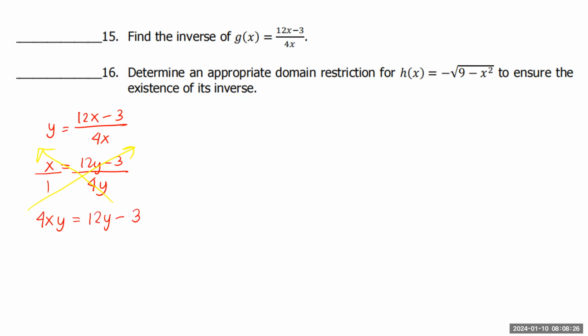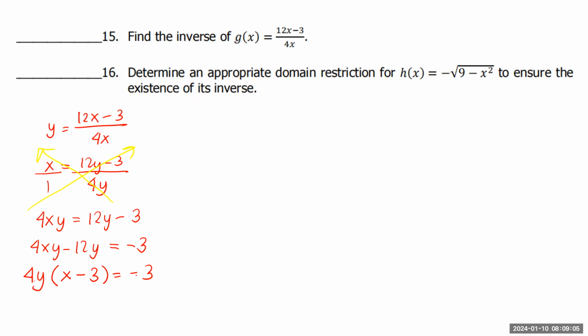So lahat ng may y, ilalagay natin sa isang side. Lahat ng walang y, ilalagay sa other side. So 4xy minus 12y is equal to negative 3. Okay? So what we can say about the left side, meron siyang common factor na 4y. Okay, so we can factor out 4y. 4xy divided by 4y, so ang matitira ay x. Negative 12y divided by 4y, ang matitira ay minus 3. Okay?